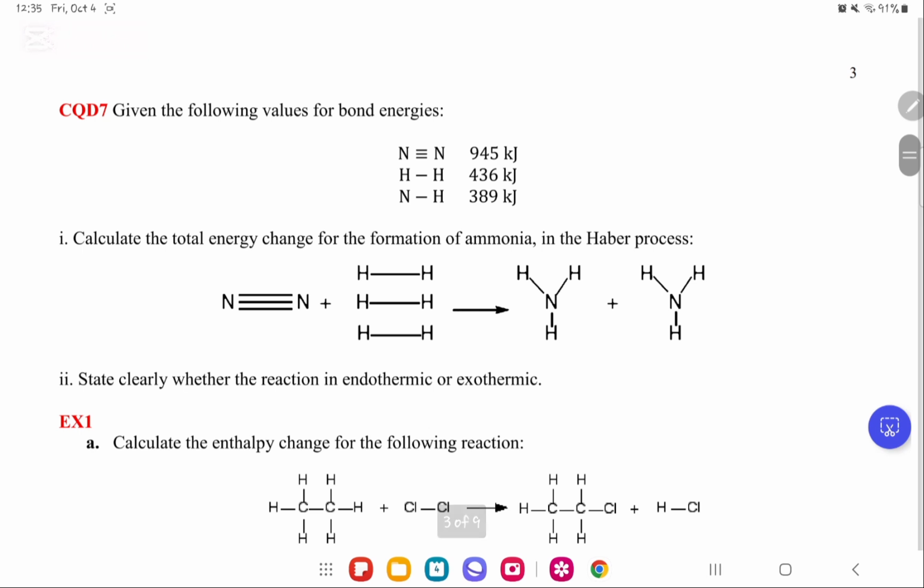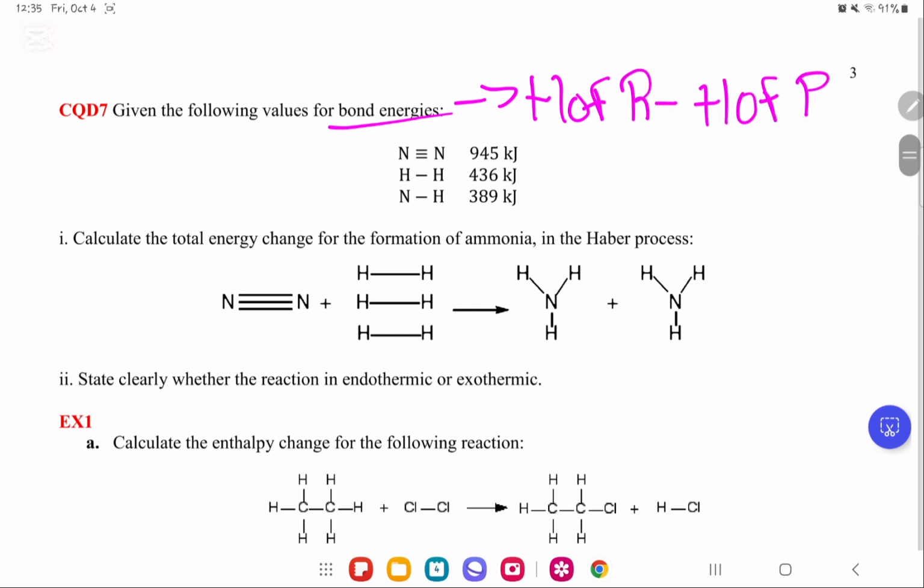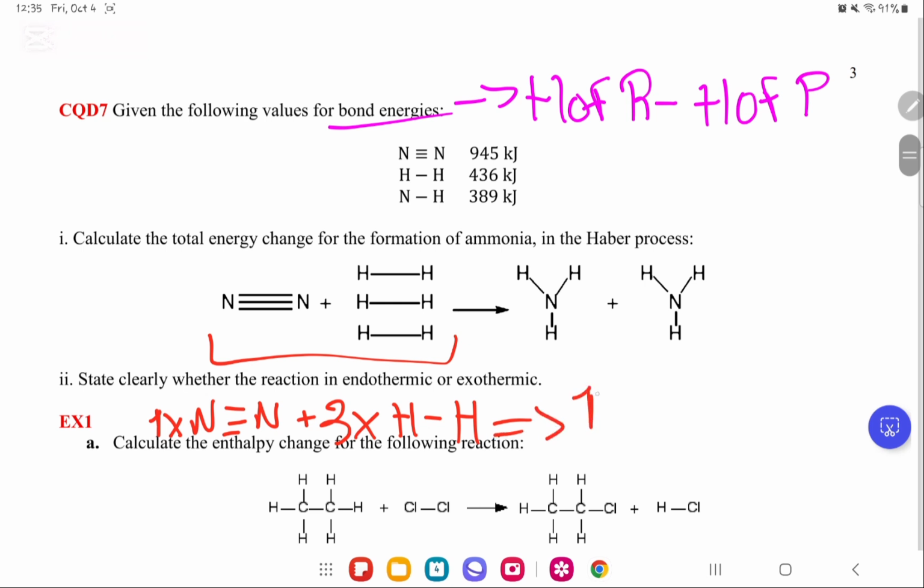Now, the second CQD. Given the following values for bond energies, calculate the total energy change for the formation of ammonia. First of all, we are given bond energies. We said anytime we see bond energies, we do heat of reactants minus the heat of products. So step 1, find the total heat of reactants. We have 1 N triple bond N plus 3 H single bond H. If we replace it with the values, it becomes 1 times 945 plus 3 times 436.